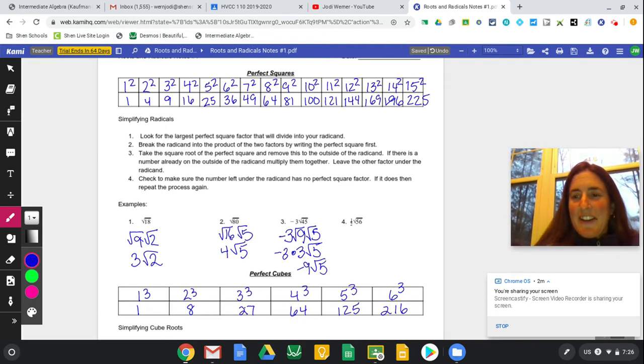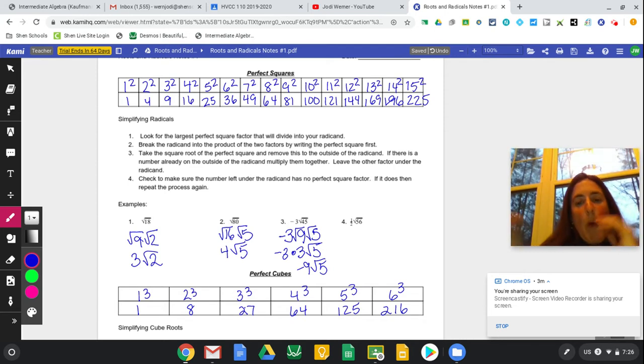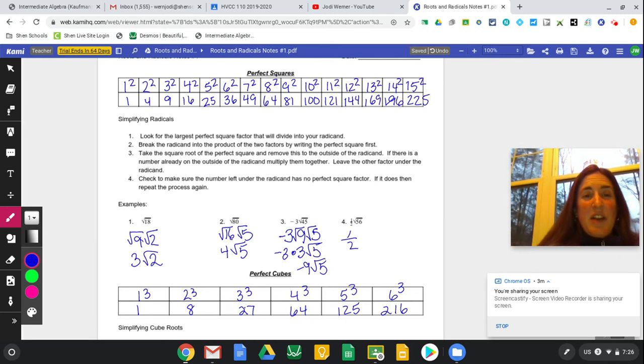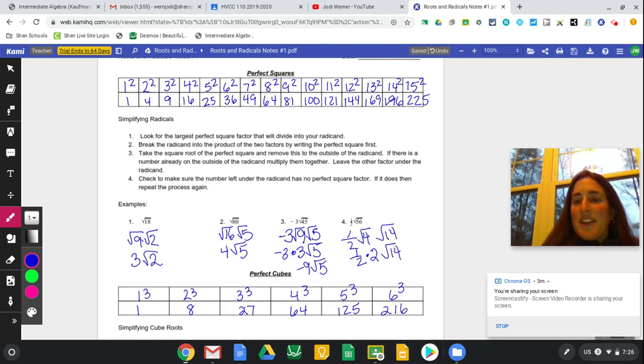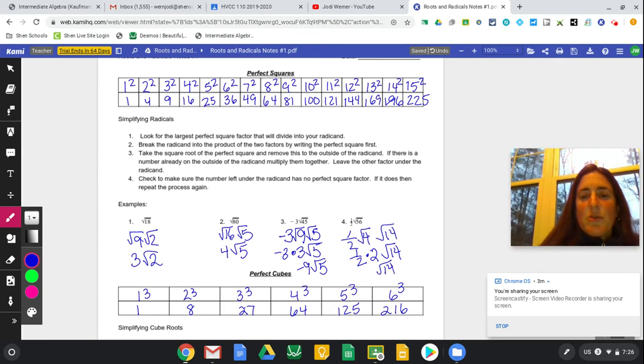Somebody put a half there. Okay, so I'm going to do a 1/2. And the 56, that's got to have a perfect square factor. I don't think it's any of these larger ones, but I do know 4 and 14 divide into 56. So now I'm simply going to do 1/2 of the square root of 4, which is a 2, and then it's radical 14. But half of 2 is just 1, so really my answer is 1 radical 14, or just radical 14 for my final answer. That was fun.